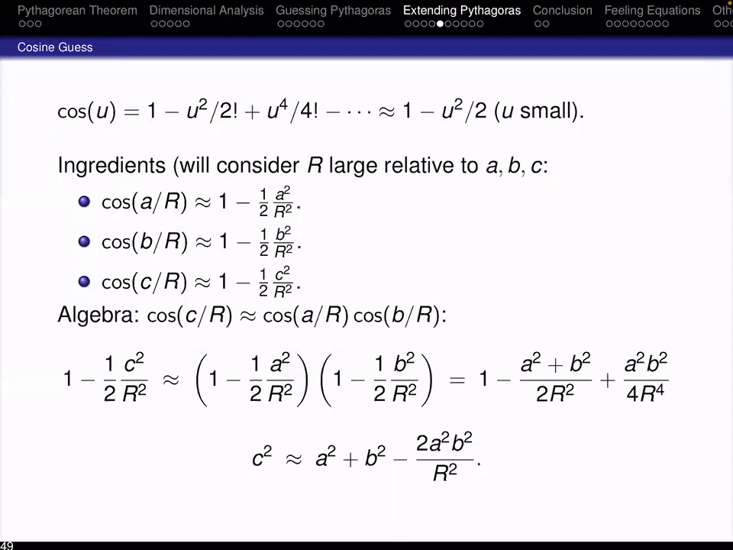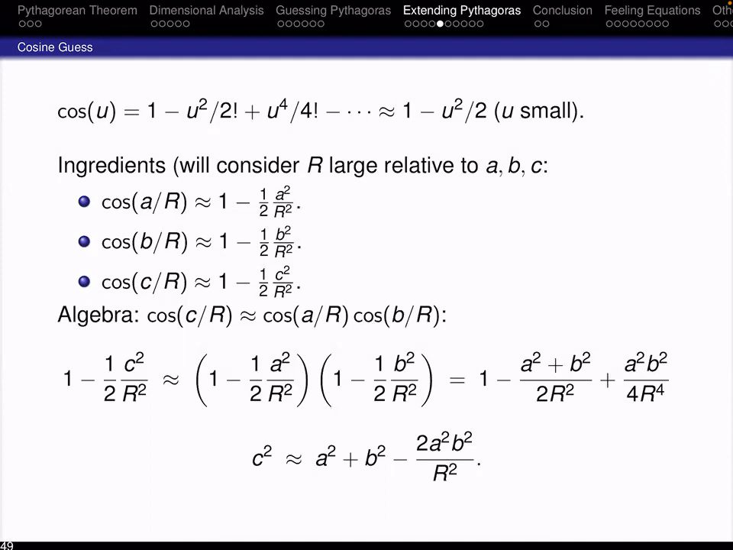So if I take the cosine of a over r, b over r, and c over r, and just look at the first non-trivial term, I get 1 minus 1/2 a squared over r squared, b squared over r squared, and c squared over r squared. And now here's the great idea. If I multiply the cosine of a over r and b over r and compare that to the cosine of c over r, I get 1 minus 1/2 c squared over r squared. And when I expand the two cosines on the right, I get 1 minus a squared plus b squared over 2r squared plus a squared times b squared over 4r to the 4th.